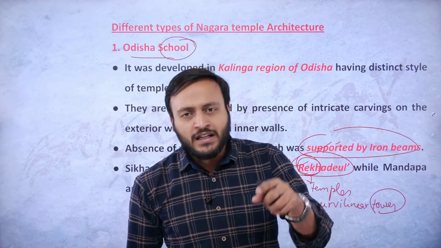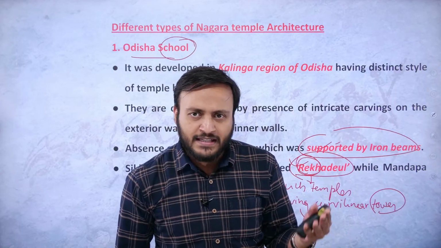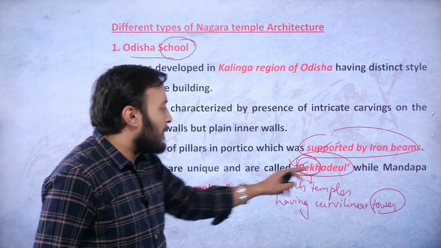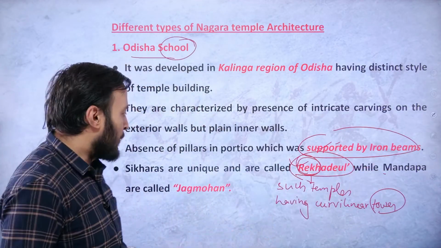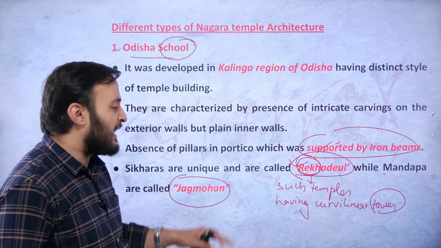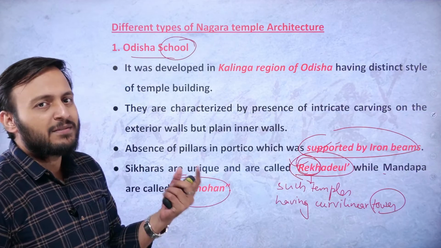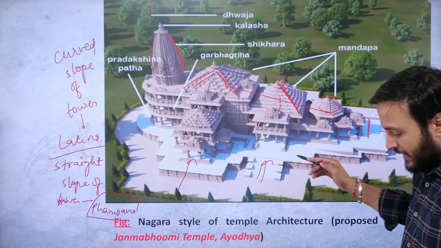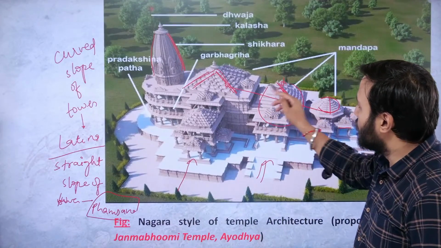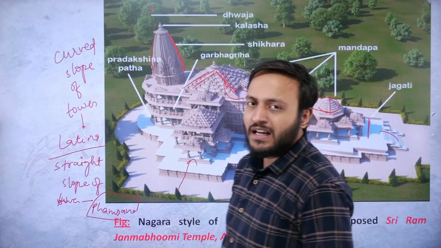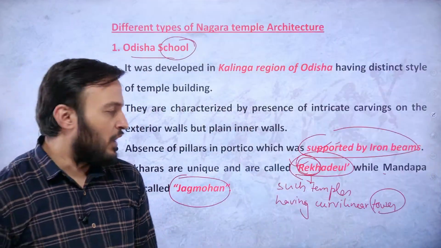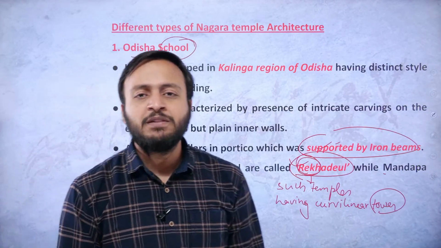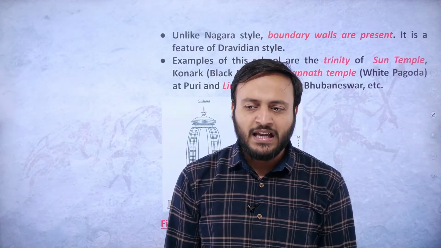And on the other side, there is a second type of tower, as I told you, Phamsana. When the tower has the Phamsana style of roof, usually the Phamsana roof is present over the mandap, as I told you in the previous picture. However, if you see the Kalinga style of architecture, the mandap is called Jagmohan. Remember the name. Jagmohan is the name of the mandap constructed in the Kalinga style of architecture.